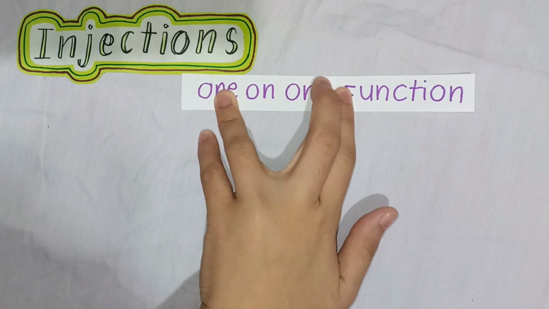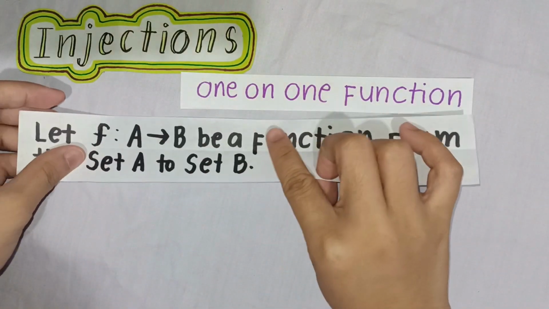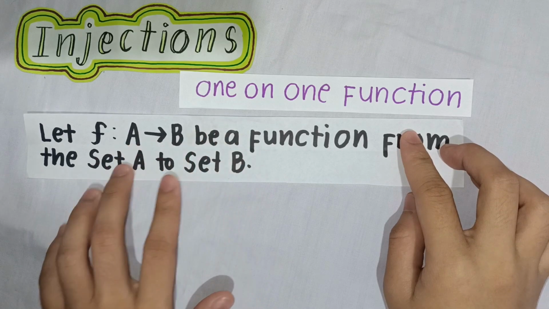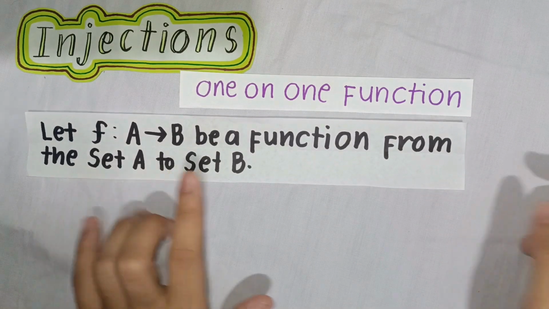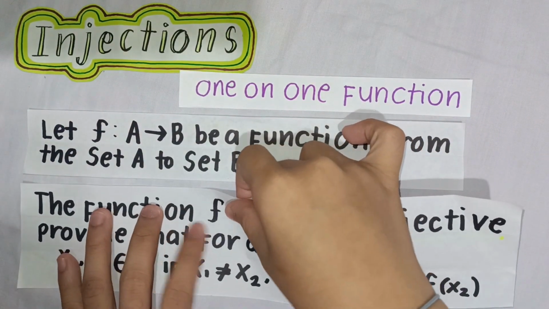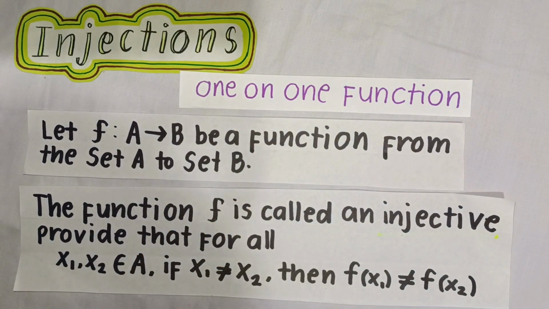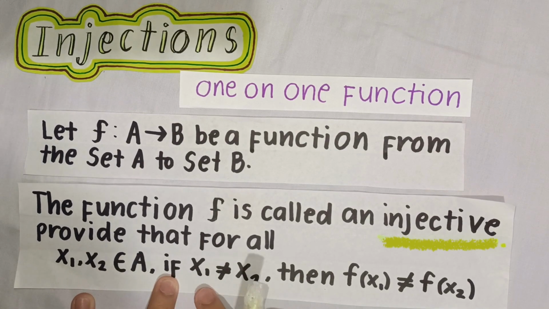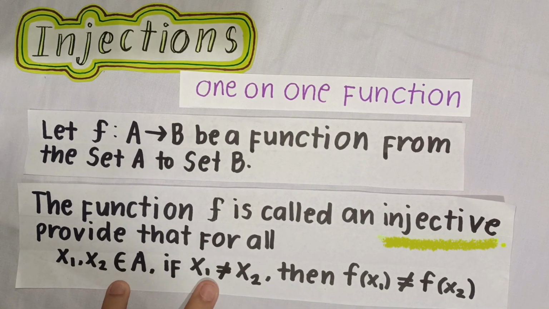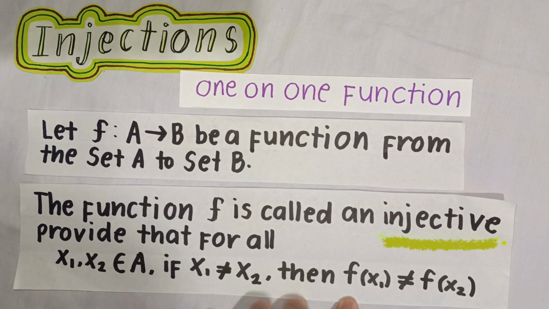Injections, or one-to-one function. Let f such that A implies B be a function from the set A to set B. The function f is called injective provided for all x1 and x2 in set A, if x1 is not equal to x2, then f(x1) is also not equal to f(x2).